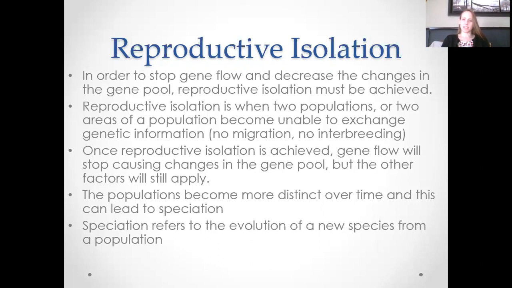Once reproductive isolation is achieved, then the gene flow will stop, which means that there's not going to be any changes to the gene pool because of gene flow. Obviously, some of the other factors could still apply. But if you have reproductive isolation, the populations will become more distinct over time, which could lead to speciation, where a new species comes from a population.